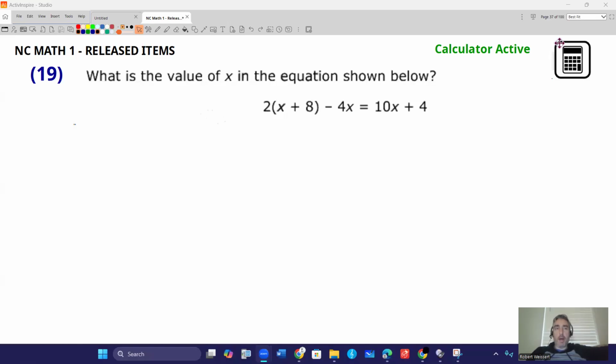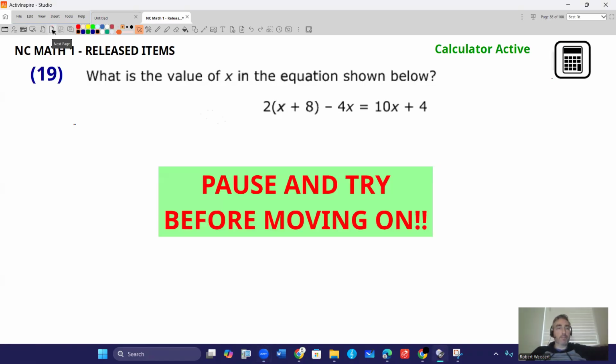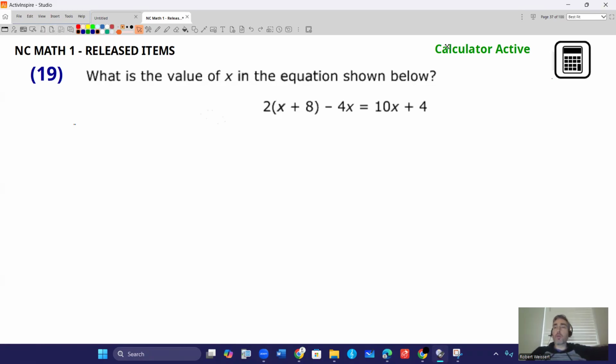Question 19, NC Math 1 release items, calculator active. What is the value of x in the equation below? Pause and try before moving on. Okay, we are going to go over this in 3, 2, 1.